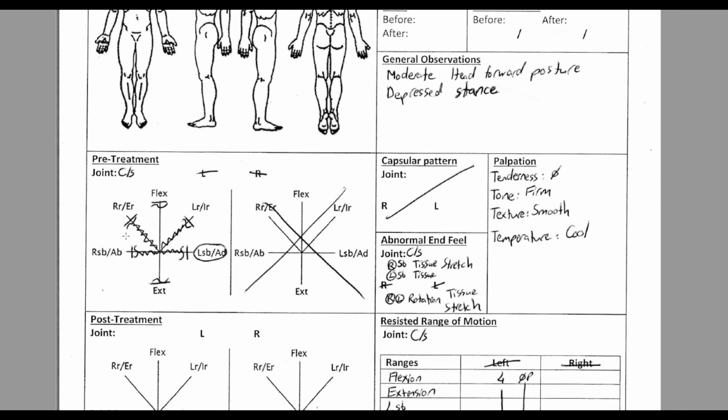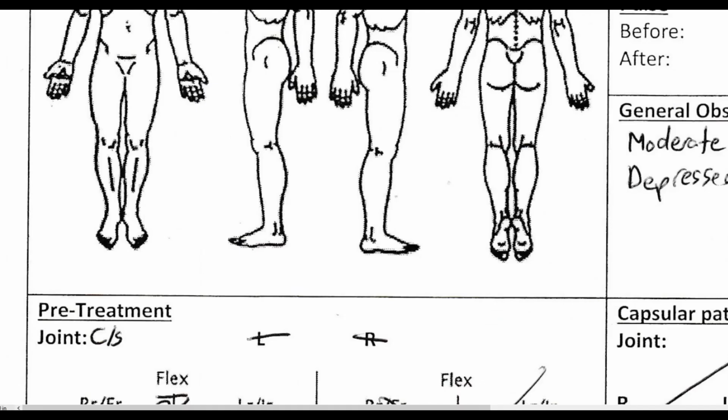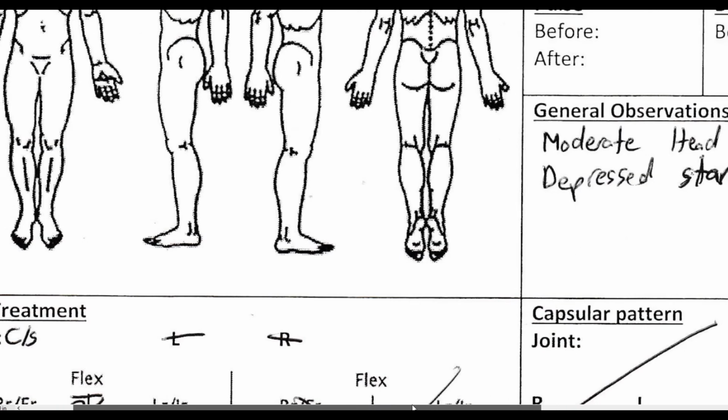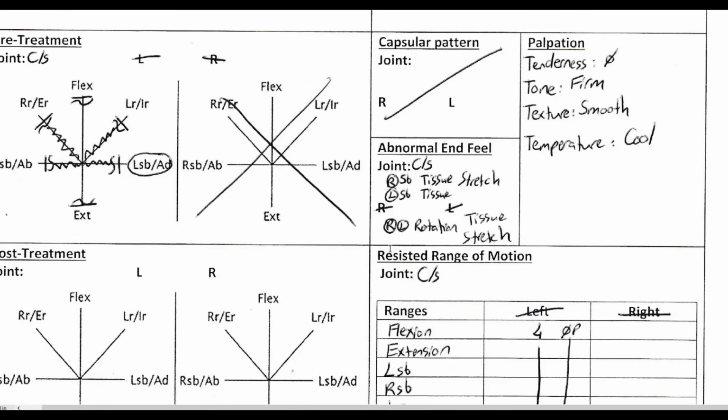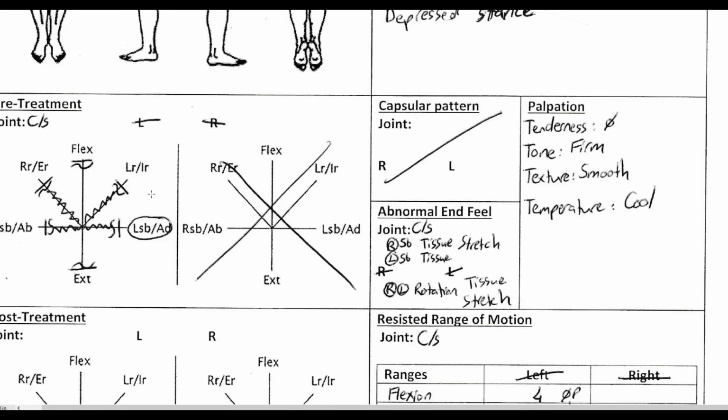And it's painful the whole time on right rotation, left rotation, right side bending, and left side bending. Now, I'm going to zoom in here to show you something, because we have a good example of abnormal end-feel right here. So now look at the joint abnormal end-feel, what I put here. Right side bending and left side bending, tissue stretch. So now look at this. Right side bending and left side bending, end-feel is tissue stretch.